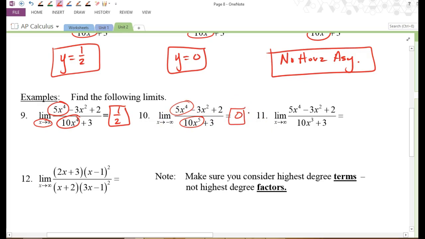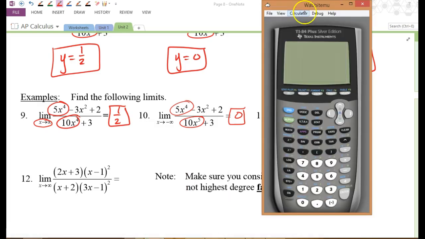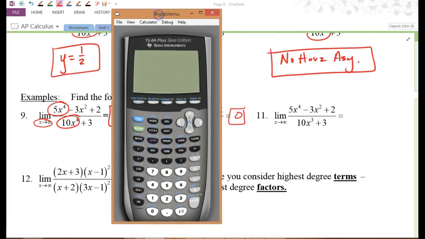Okay, now the last one, this is the slant asymptote scenario. I'm going to graph this one to maybe give you a better visualization of really what all this means. Hopefully you looked at this function and said, okay, it's bigger on the top. I know it's a slant. It's either going to go up to positive infinity or down to negative infinity.